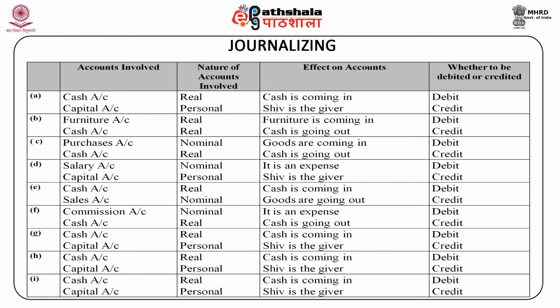F. Paid commission in cash. In this case, commission account and cash account are involved, out of which commission is a nominal account and cash is a real account. Thus, commission is an expense, so it will be debited, and cash is going out, so it will be credited.